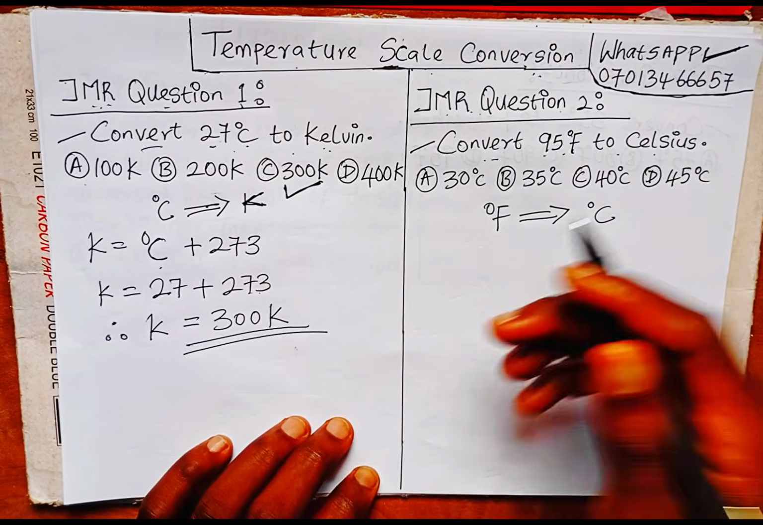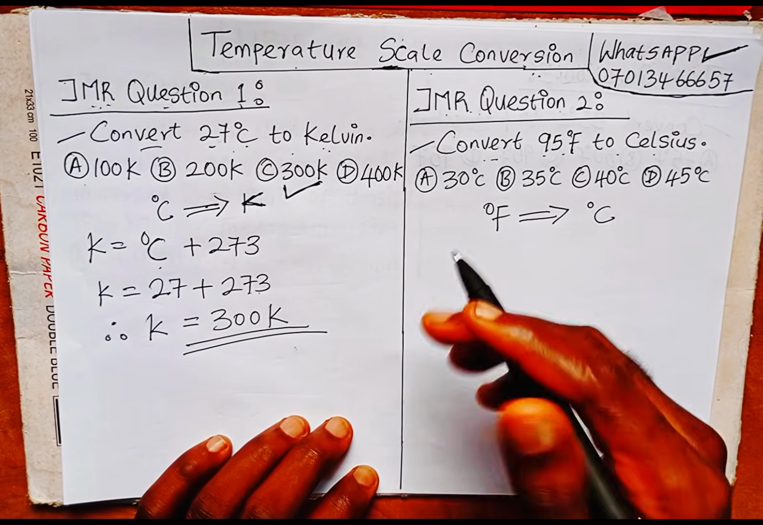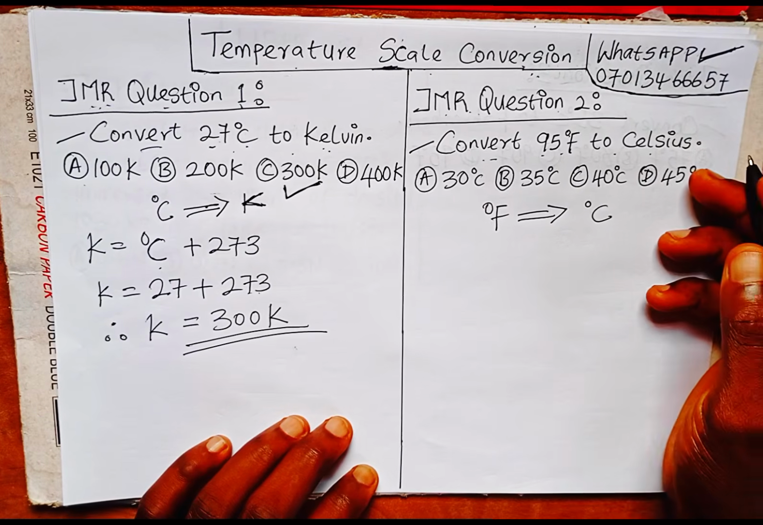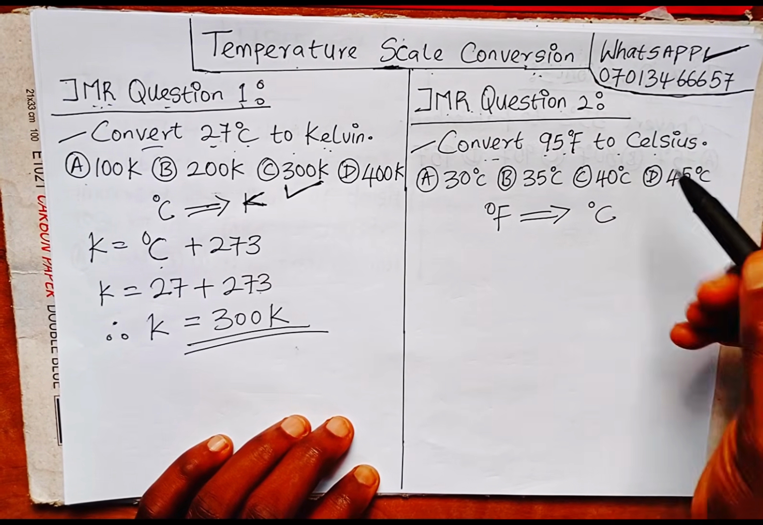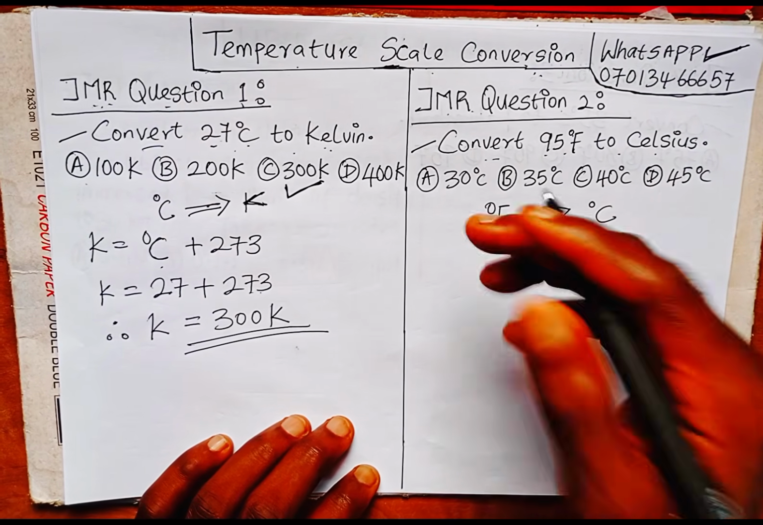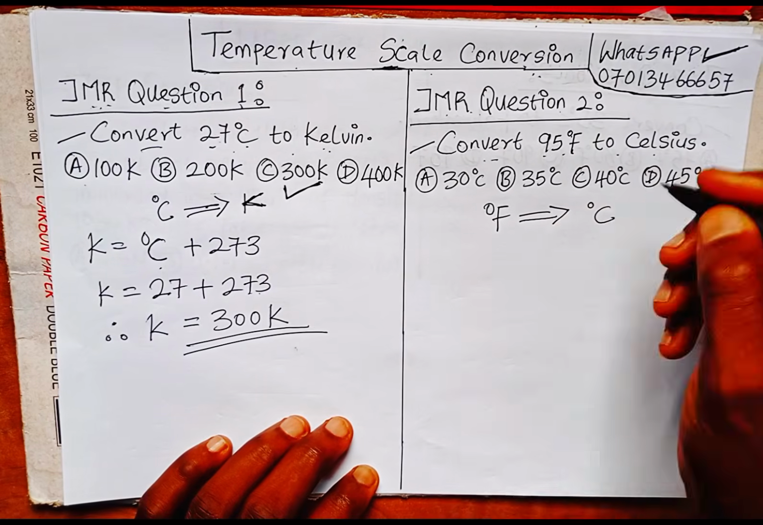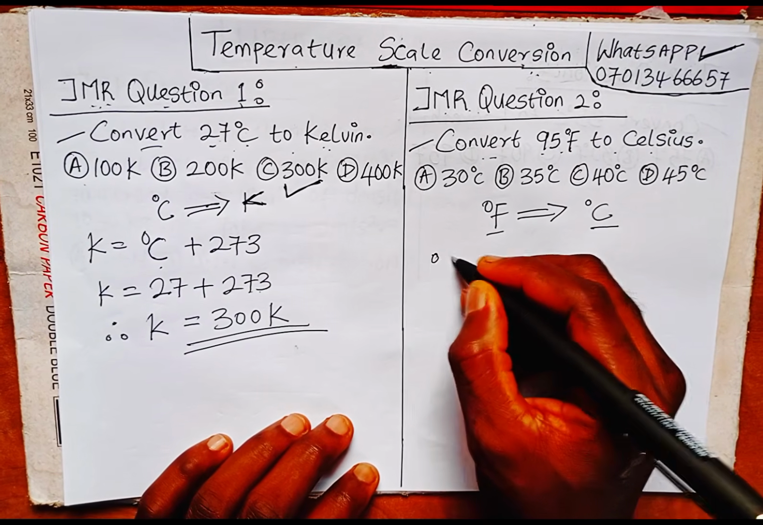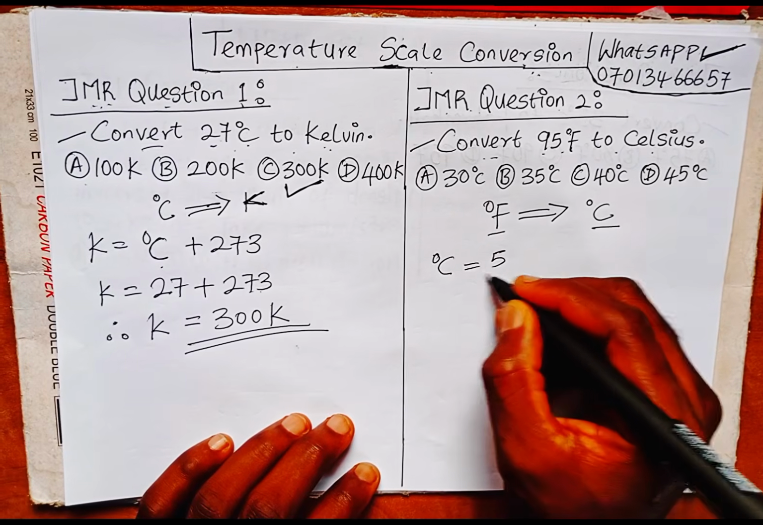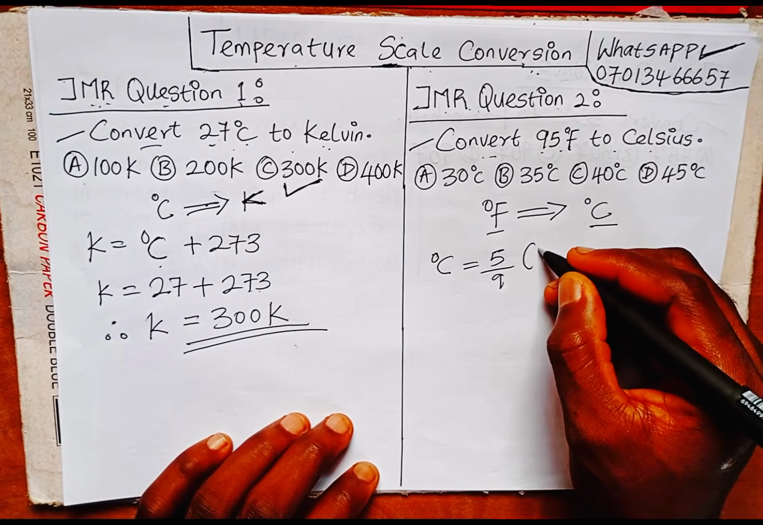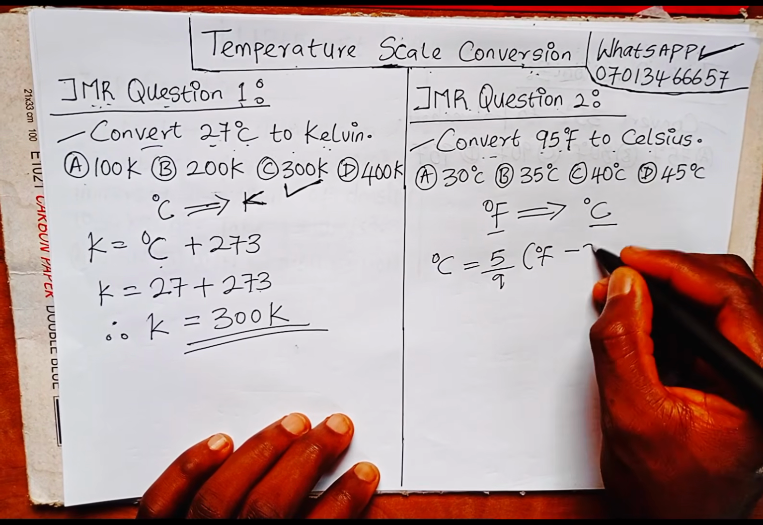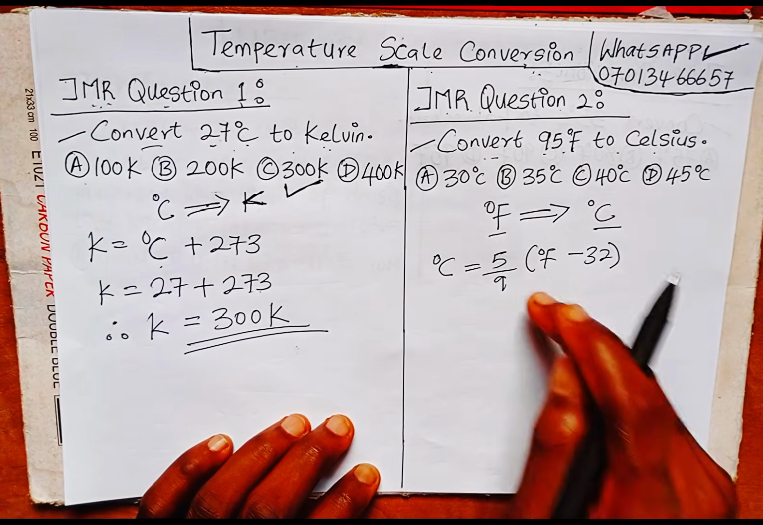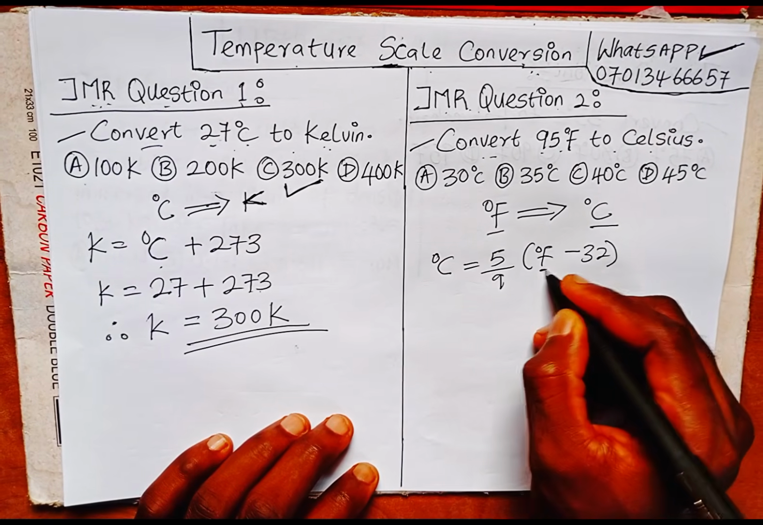Let me teach you. First of all, write out the formula. Converting from degrees Fahrenheit to degrees Celsius has a different formula from converting from degrees Celsius to degrees Fahrenheit. We are looking for degrees Celsius. Degrees Celsius is equal to 5/9, bracket open, degrees Fahrenheit minus 32, bracket close. This is the formula to convert from degrees Fahrenheit to degrees Celsius.